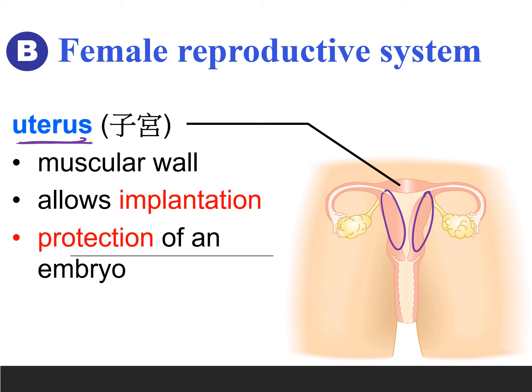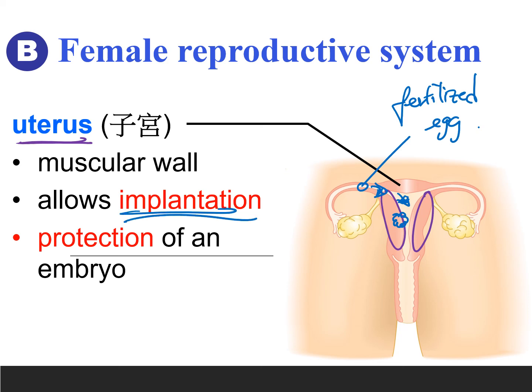So for example, now in here, you have a fertilized egg, 受精卵. It will move towards the center of the uterus, and at the end, it will stay on top of the uterus here, and we call this implantation, 着床咗黐咗喺上面啦. And this muscular wall, the uterus, also protects the embryo a little bit.